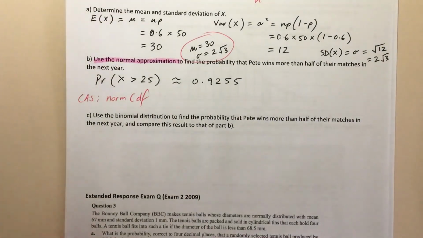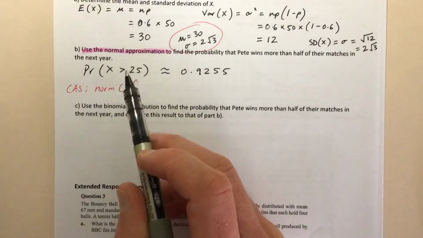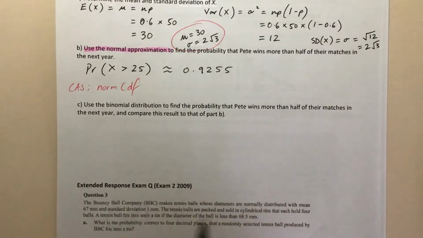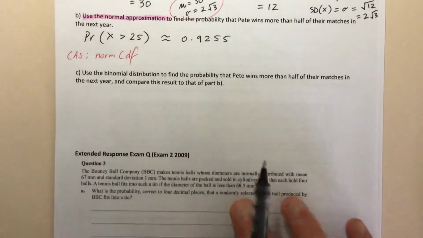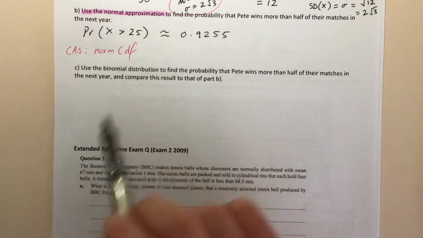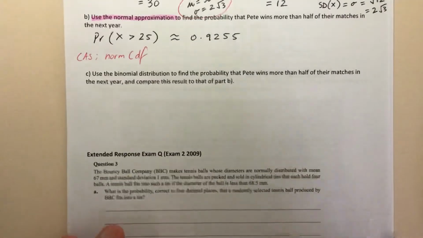Okay, so that's really the idea of this exercise, that you can use the normal approximation to find a probability of a binomially distributed variable. Now, in part C, we're going to repeat this, but it says to use the binomial distribution. So this is like the way that we would normally do this, to find the probability that Pete wins more than half his matches in the next year.